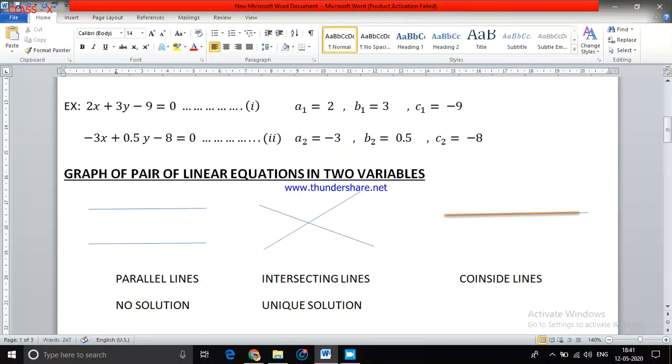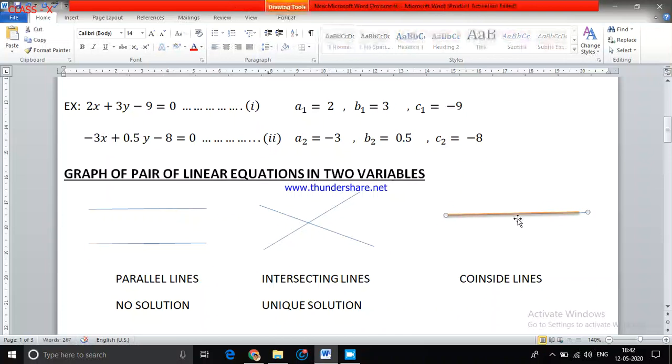And when the lines are coincident, what do you call a solution actually? Before I define this, why do we call it a solution? Because if you take a point on that line and substitute in the equation, it has to satisfy the equation. You take any point on the line, it has to satisfy that particular equation, right? Then only I call it a solution. Whatever the solution is, that solution must lie on the line of that equation.